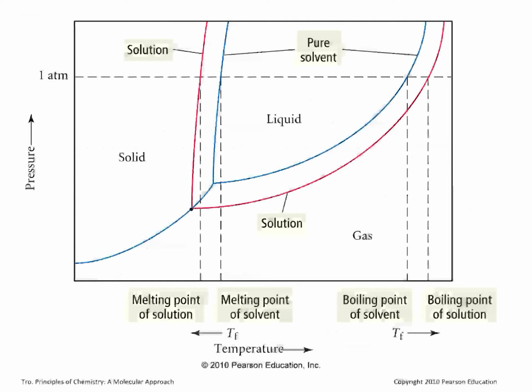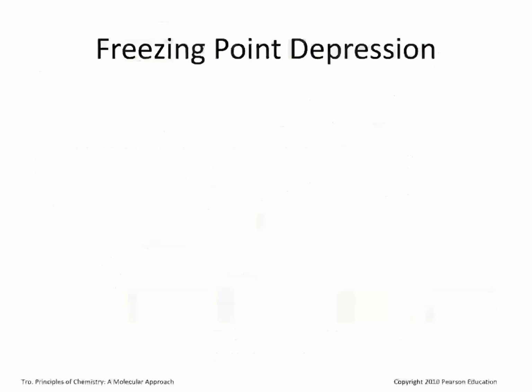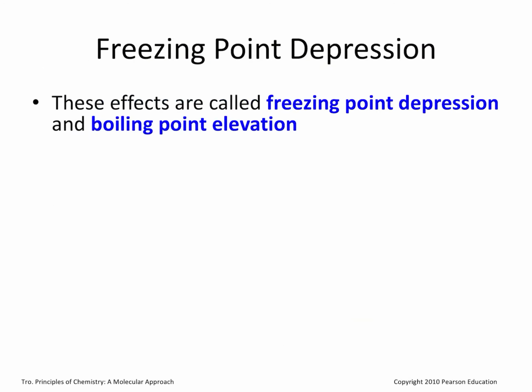The vapor pressure curve can intersect, right? So the vapor pressure will be by the gas. It can intersect with the solid-gas curve at a lower temperature. So the net effect is that the solution has a lower melting point and a higher boiling point, which brings us up to freezing point depression and boiling point elevation.